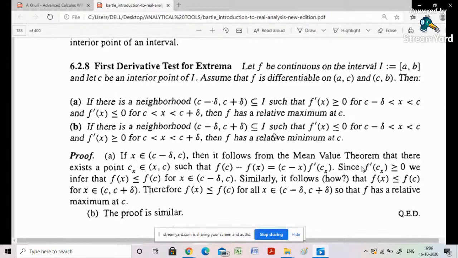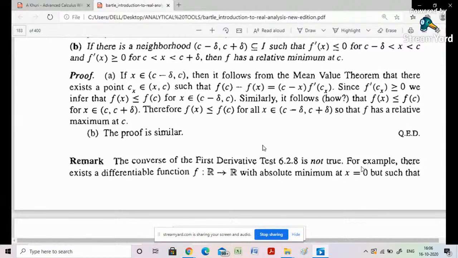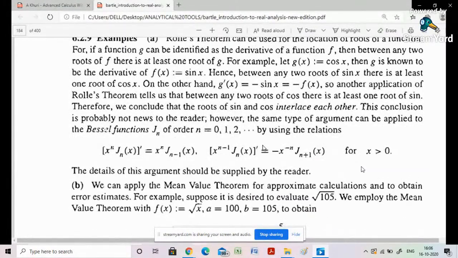If there is a neighborhood such that f dash of x is less than 0 on the left side and f dash of x is greater than 0 on the right side, then that is of course a relative minimum. I'm not going into the proof of everything, just recalling the results. Okay.